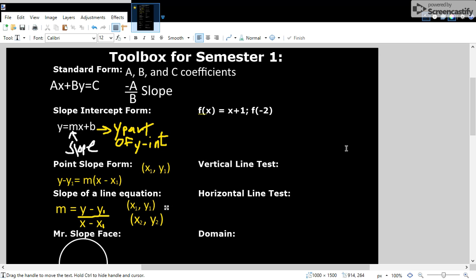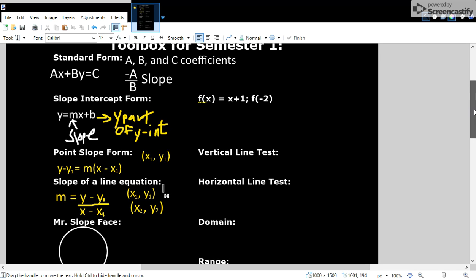Okay, the next equation you have is the slope of a line equation, the slope equation. You're given m equals y2 minus y1, all over x2 minus x1. And you're given the points x1, y1, and x2, y2. Make sure that the 1's line up and the 2's line up.